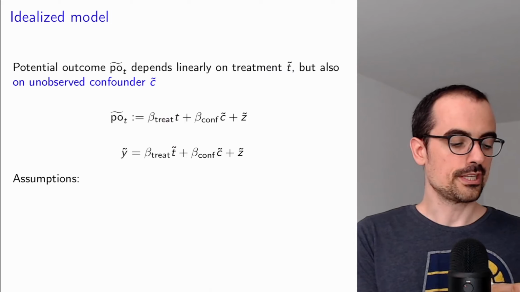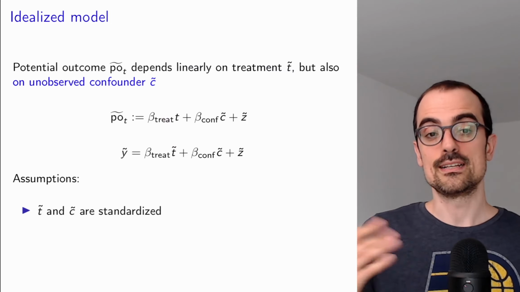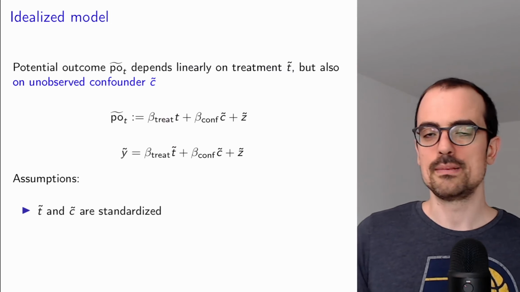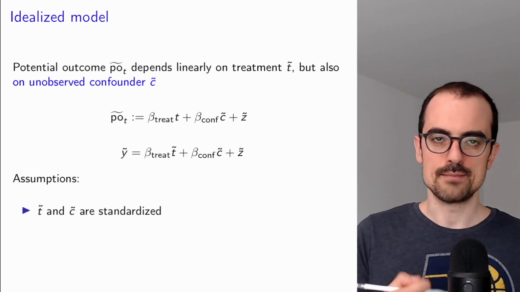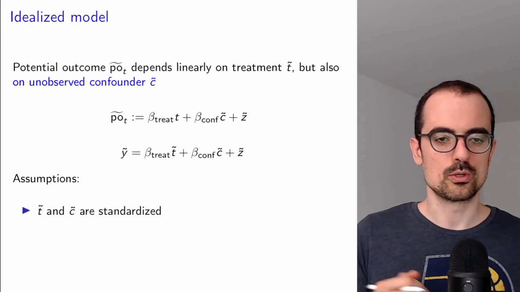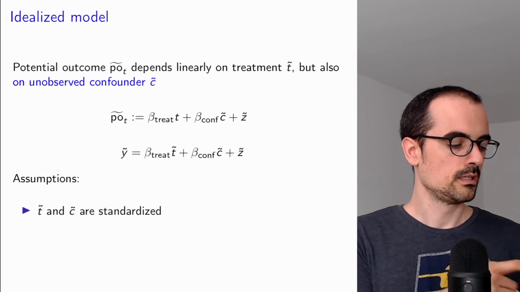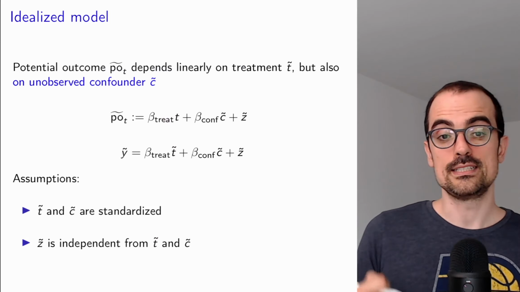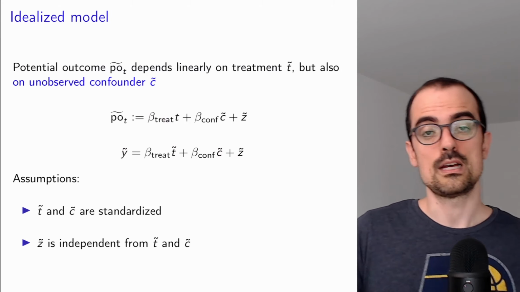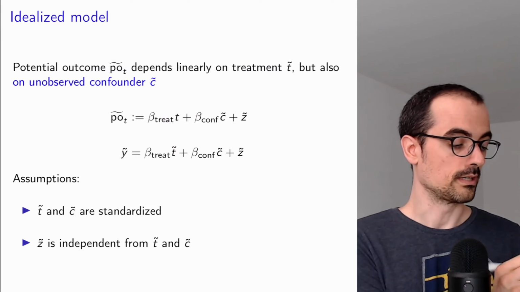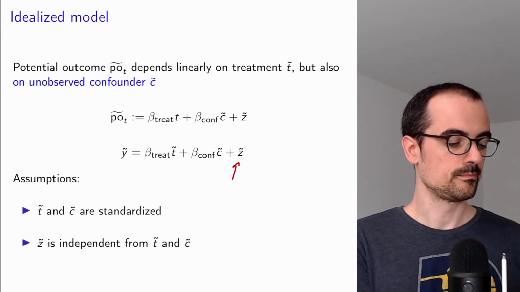So what are the assumptions here? Just to recap, T and C are going to be standardized just to simplify the calculations. This is not too important. You can always standardize your variables. And Z is independent from the treatment and from the confounder.